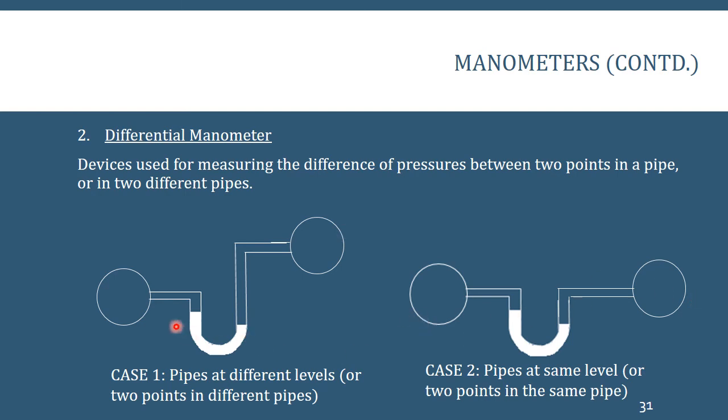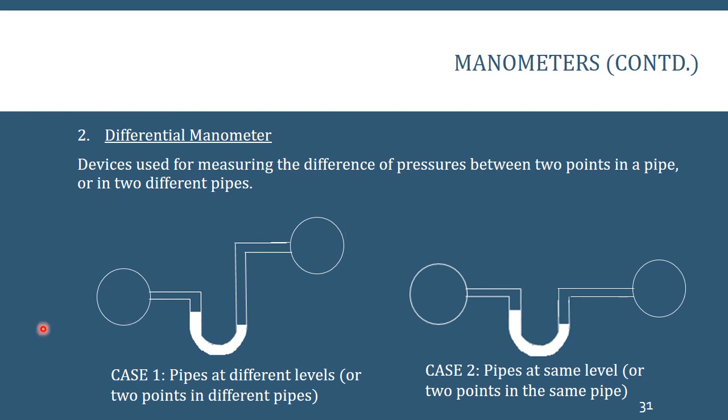So we can usually take it to mean that here it is used to measure the pressure difference between two different pipes. And that is why there are two different levels. When the pipes are at the same level, then this equipment is used to measure the pressure difference between 2 points in the same pipe. When it's in the same pipe, the pipes are at the same level. Here pipes are at different levels because they belong to two different points in two different pipes.